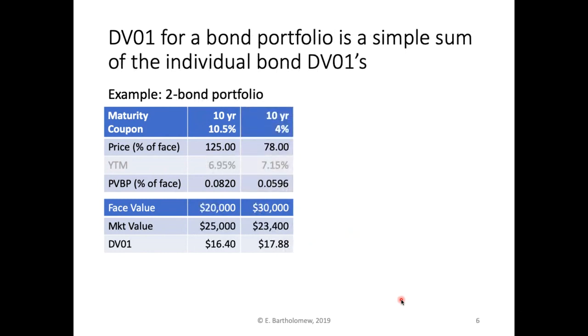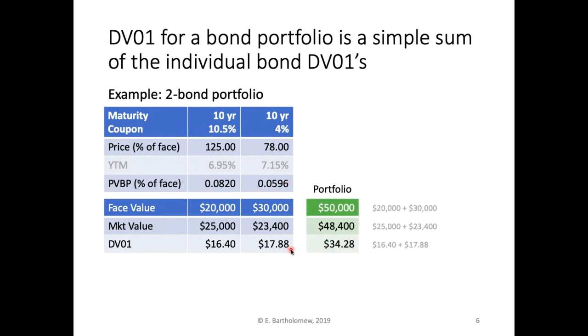Now let's say we had a portfolio and we had a second bond. So we have a two bond portfolio here. The first bond is what we just looked at. And we had a new position, $30,000 face invested in a 10-year bond with a 4% coupon and this price. So that would be the face value of the investment. The market value would be its price, 78% times 30,000 or 23,400. And the DV01 would be this 30,000 times the PVBP of that position, or 1788 in this case.